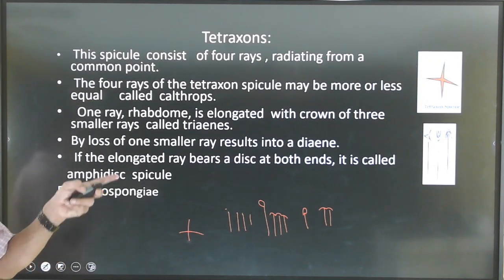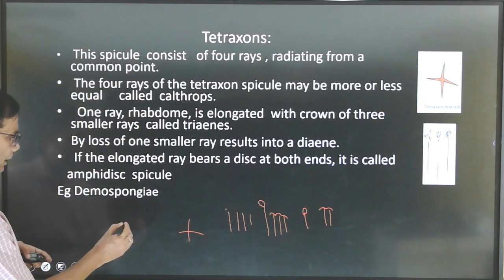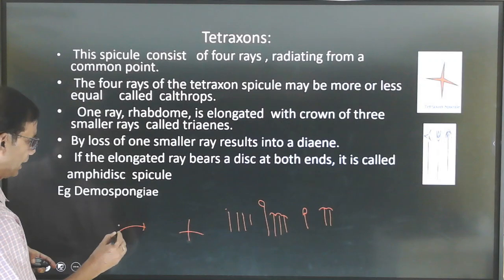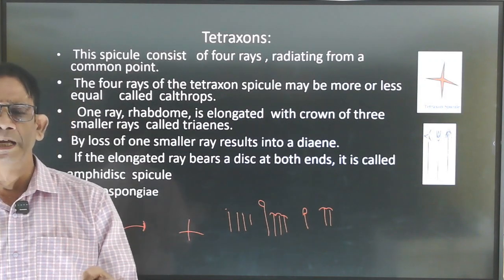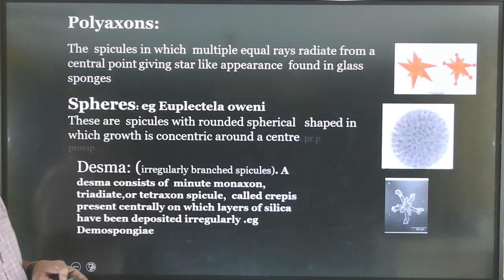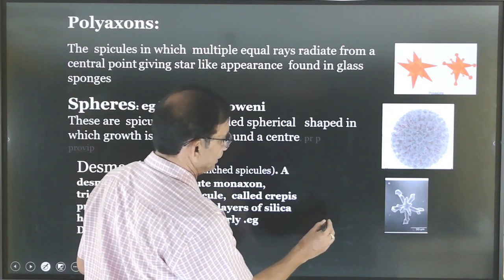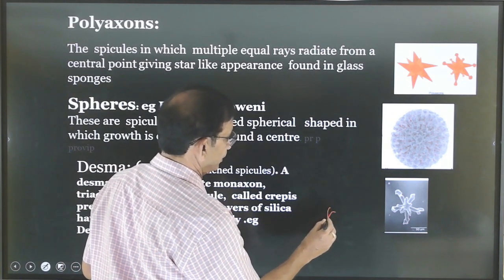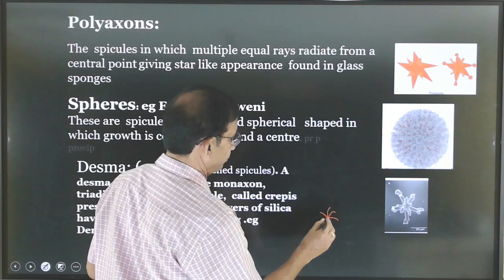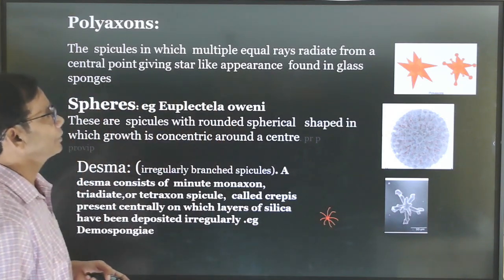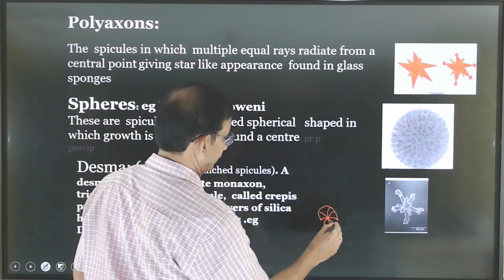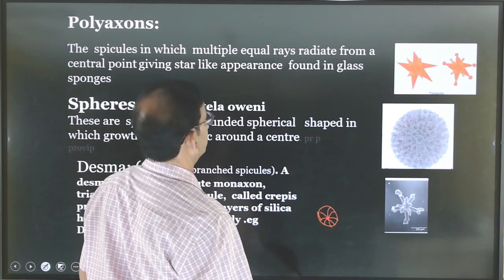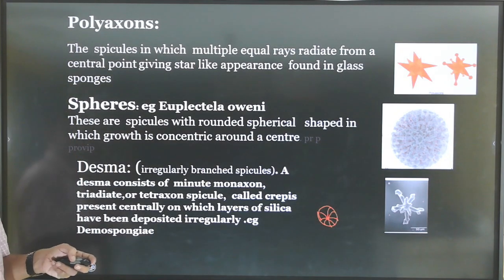In case of tetraxon, if the spicules have discs at both ends, this is called amphidisc, and the example is demosponge. Now it is called polyaxon, in which multiple equal rays arise from a single point. It looks glassy in structure. An example is glass sponges.